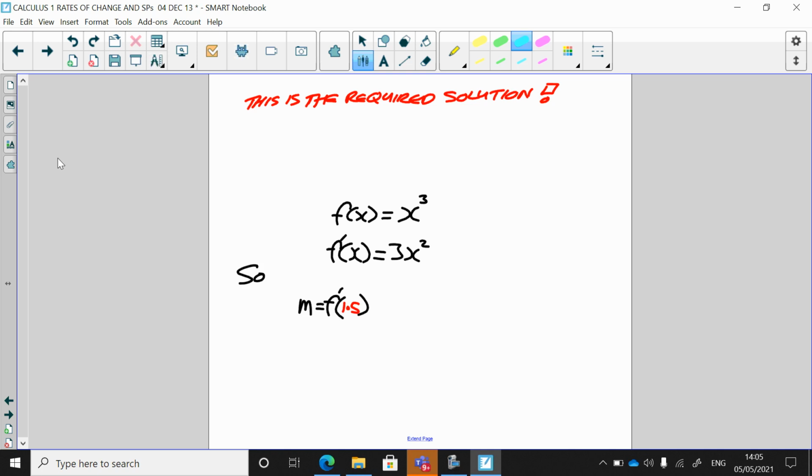So that's m. I'm using the dash notation here for the derivative. Putting 1.5 in place of x, that'll be 3 times 1.5 squared. Put that in there and go and get an answer. So the gradient of that tangent line at the curve is exactly 6.75. Okay, and fractional answers would be fine in this case. That'd be okay.